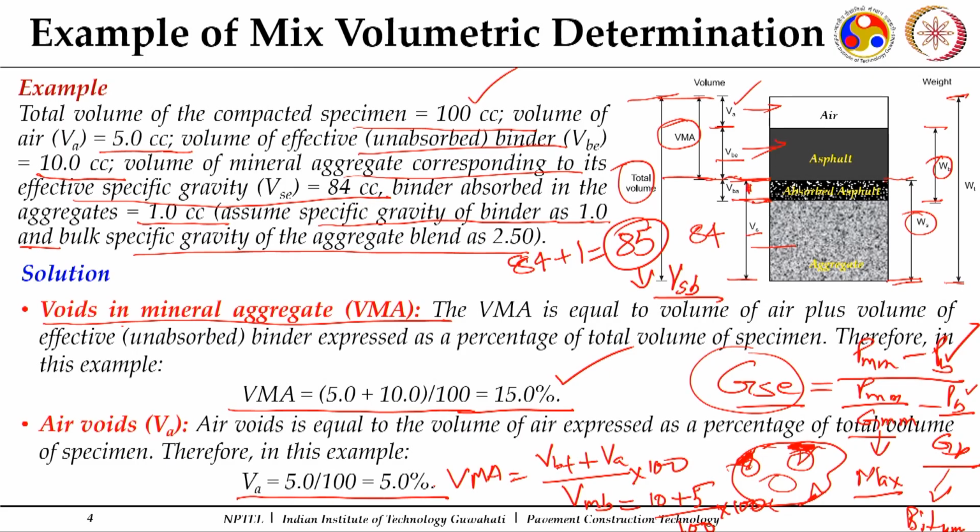What is the air void content? Air void content is the volume of air divided by the total volume of the specimen. So, it is 5%. This is how we got air void content as (GMM minus GMB) upon GMM, into 100. I am just trying to explain what it means.